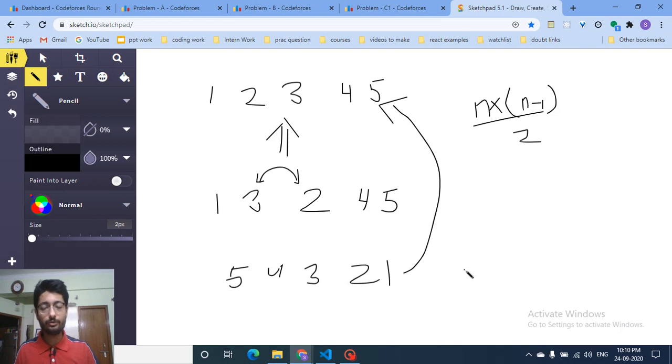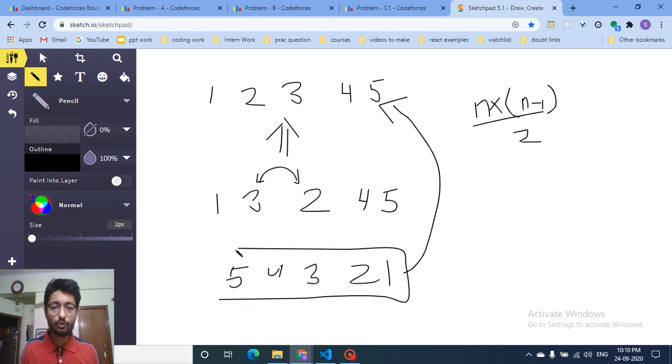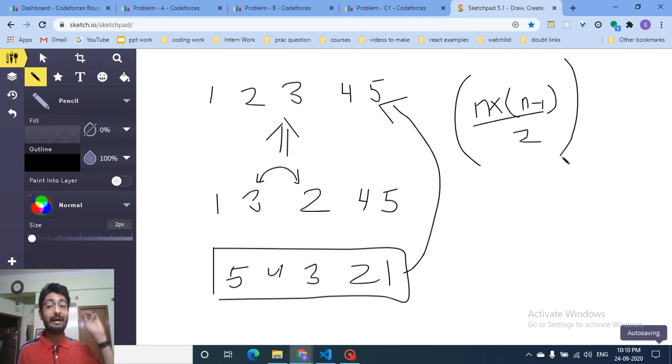n into n divided by 2 and n into n minus 1 divided by 2. So we have to invert every two possible pairs. So if the array is of this format, I have to do these number of inversions to make the whole array sorted.